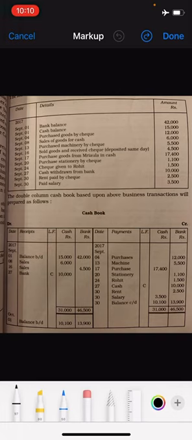So on the credit side of your cash book, you have to write purchase and the amount has to be written under bank. Okay, the amount has to be written under bank. See here, the amount is written under bank.